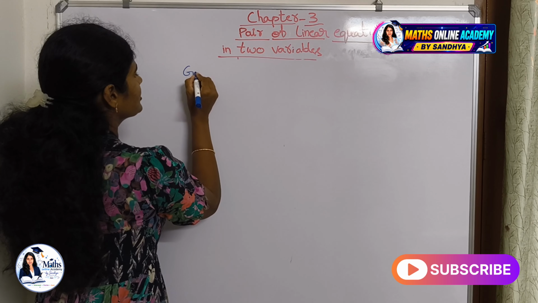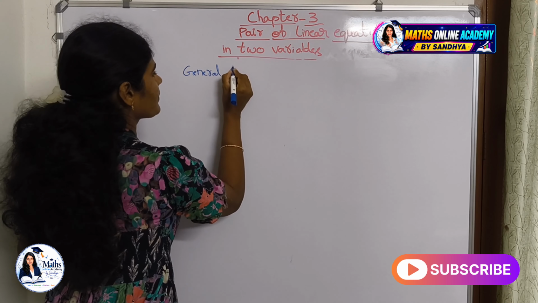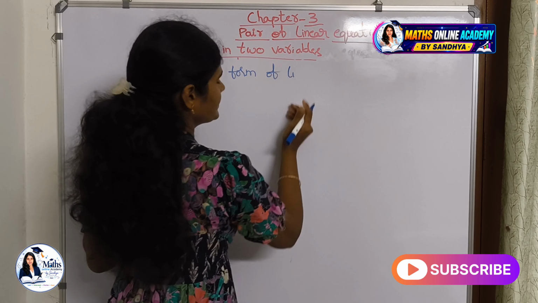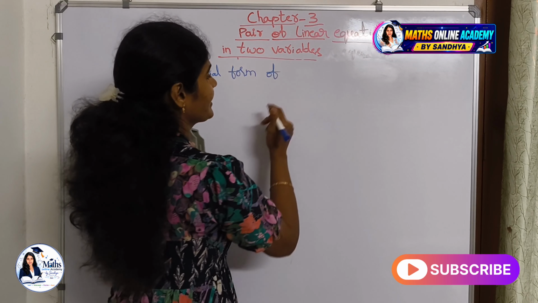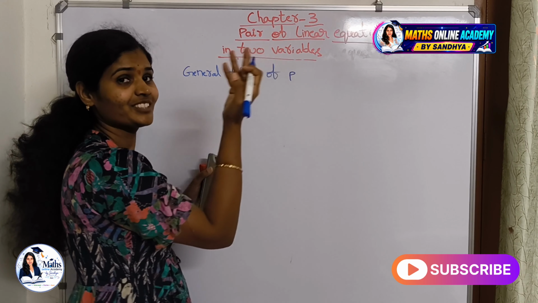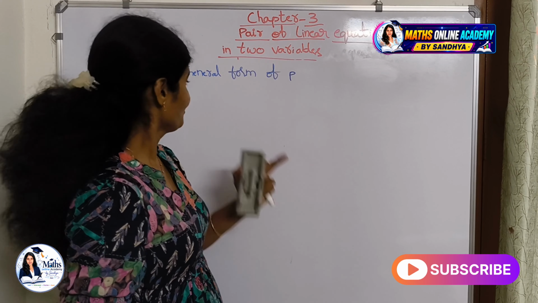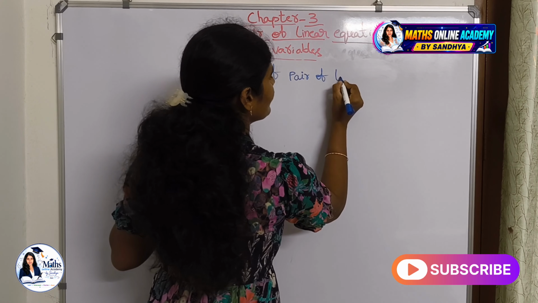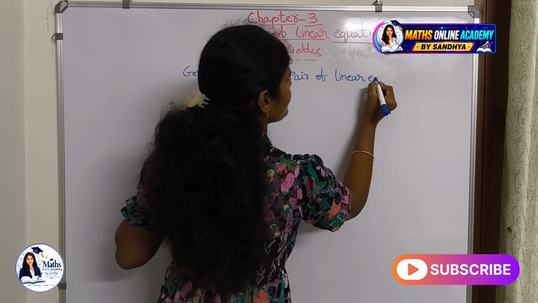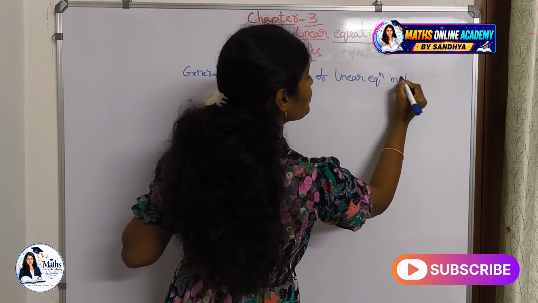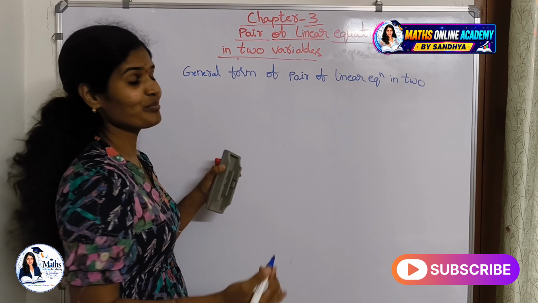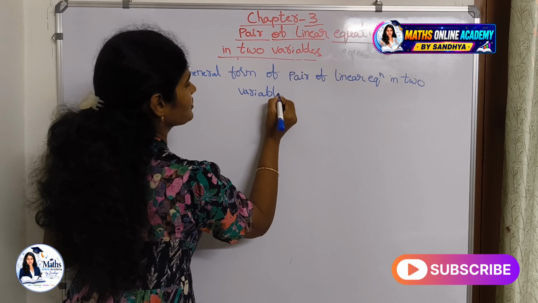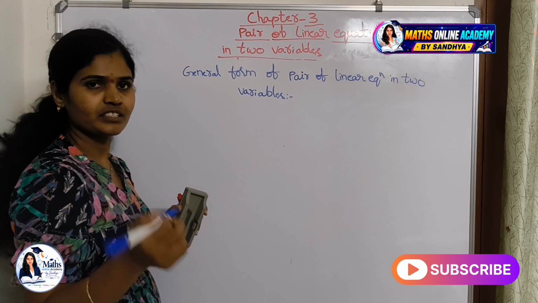So, the general form of a pair of linear equations. The chapter name is pair of linear equations, so the general form of a pair of linear equations in two variables. That is also important. Two variables. Okay. See, pair means two linear equations.